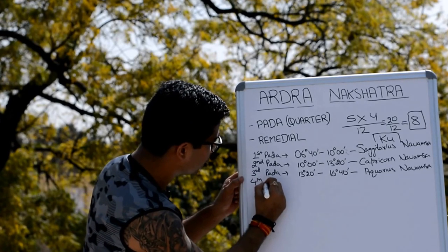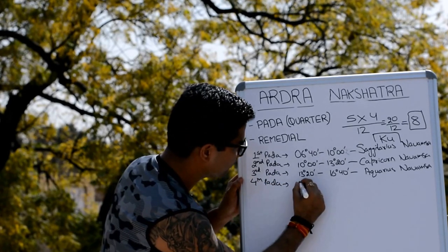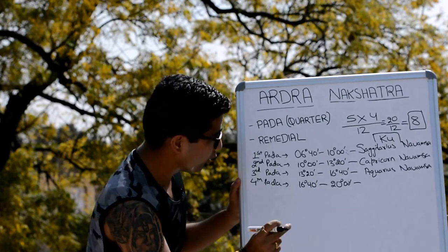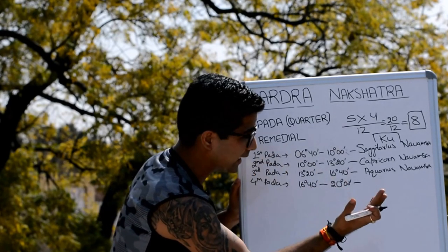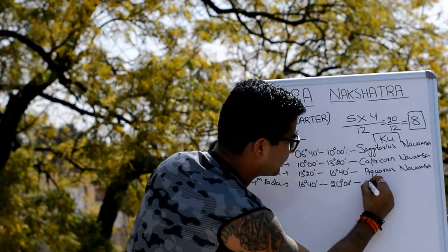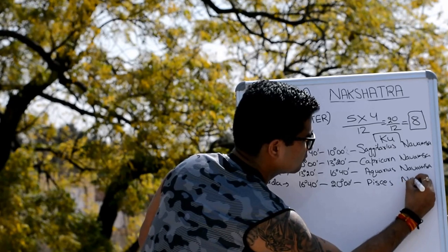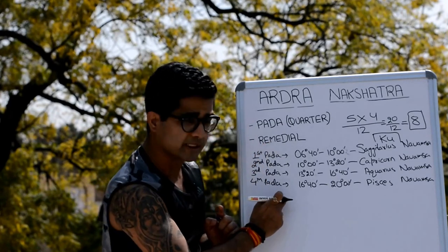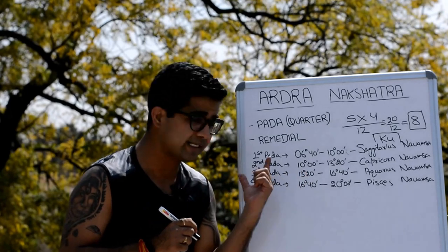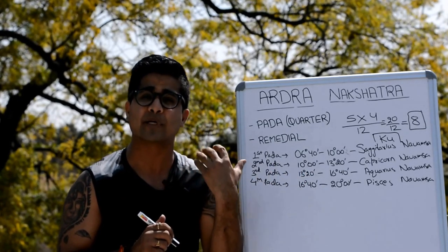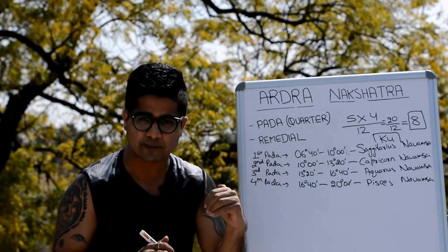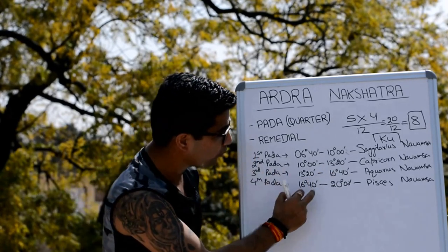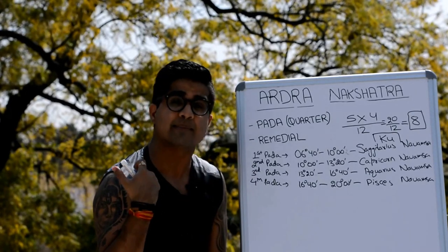And the last is the fourth pada, which will be spread from 16 degree 40 minutes to 20 degree 0 minutes. So any planet present in this particular part will get into the Pisces sign in the Navamsa, in the D9. Now this is also the Pushkara Navamsa of this Ardra nakshatra, this pada. So the planets tend to give very good results here as well. The person will remain very concerned and very empathetic towards the needs of all those people who are less fortunate than him. So Pushkara Navamsa, good auspicious results, along with the person tending to remain very empathetic and sympathetic towards the needs of others.